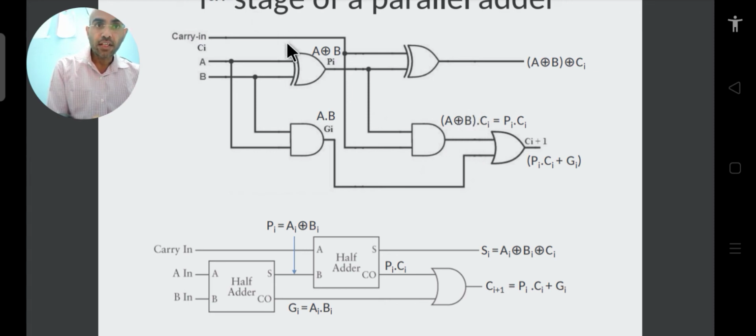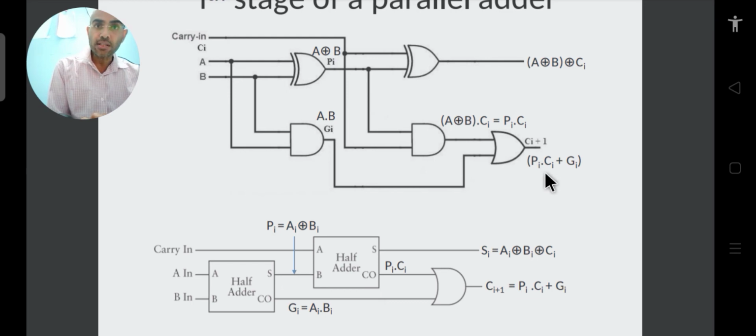So you can see this, we have written as Pi. So the output here will become, let's say, Pi dot Ci, right? And this is our Ci plus 1th carry output. So if you denote i as 0, then i plus 1 will be 1, right? If i is equal to 1, then Ci plus 1 will be equal to 2. So if the input is 1, the output will be 2. If the input is 0, the output will be 1. Okay, so consider this.